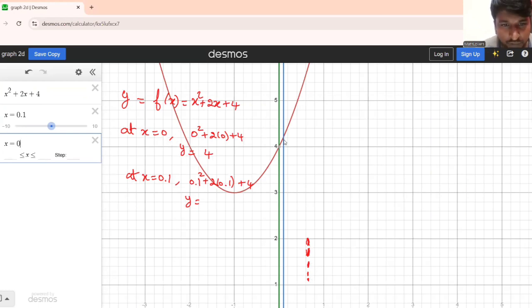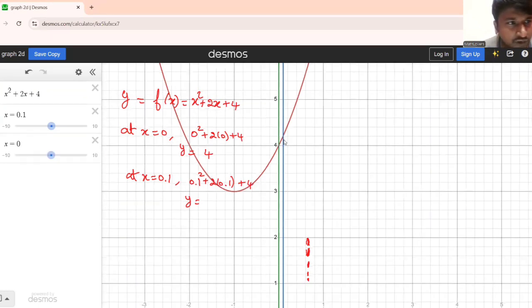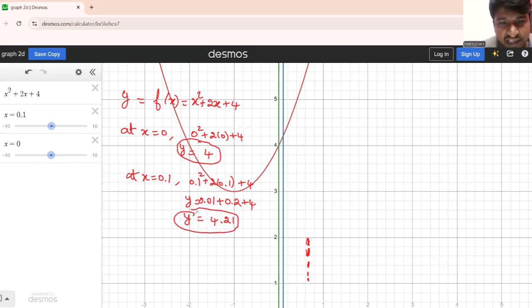So this value of 0.1 square, which is (1 by 10) whole square, is 1 by 100, 0.01, plus 0.2 plus 4. You get to see the value is coming around 4.21. So from y equal to 4 to y equal to 4.21, you can see there is a change which happened in the value of y. y has moved from 4 to 4.21 and x has moved from 0 to 0.1. This is what I was claiming as change in y and change in x.